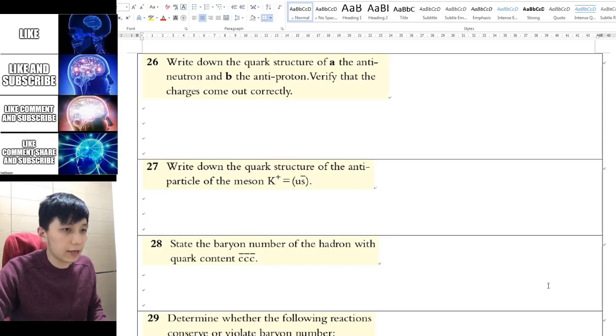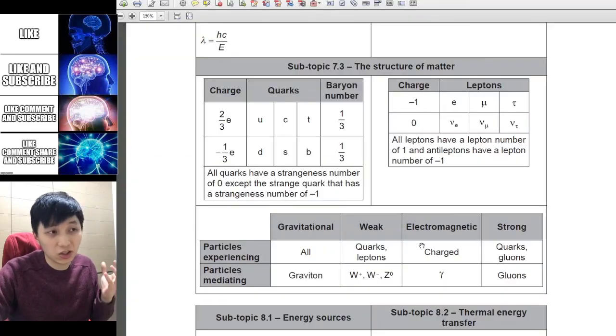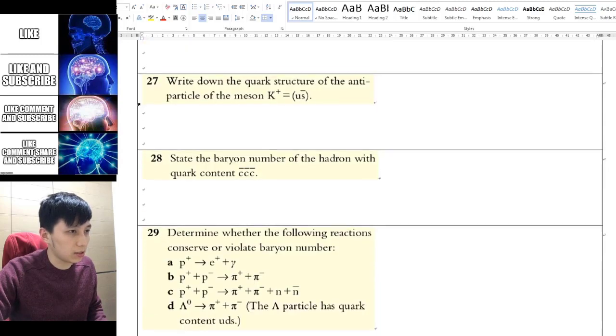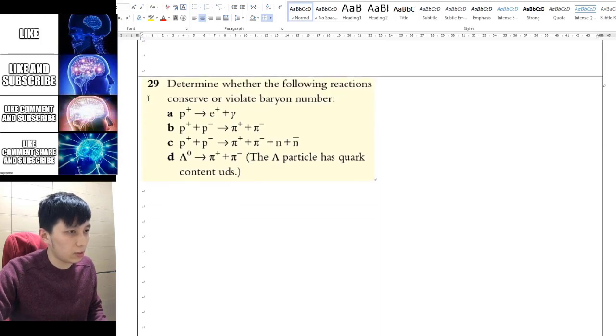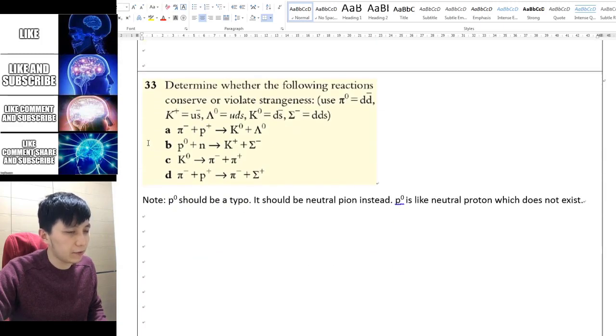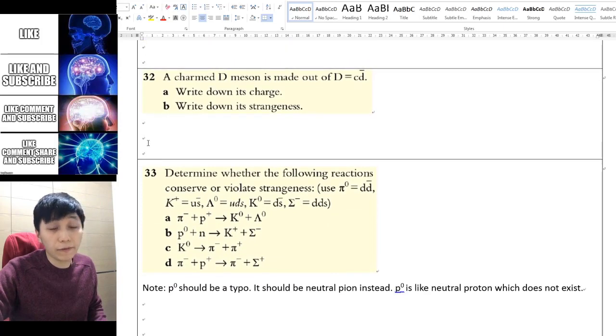Once again, we have learned the idea of how to count the charge, baryon number, and strangeness of the quark, so let's try to do some more practice. Here we have a few questions, so let's try questions 26, 27, 28, 29, 31, 32, and 33. Notice that some of the quark content is not provided by the question, so feel free to go and Google it yourself. Pause the video now and I'll check the answers with you later on.